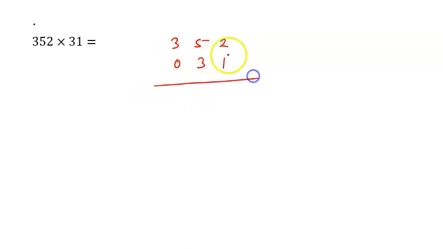So what is the process? 1 into 2 is 2. Now 5 into 1 plus 2 into 3. So 5 plus 6 is 11. So 1, and 1 is the carryover term.